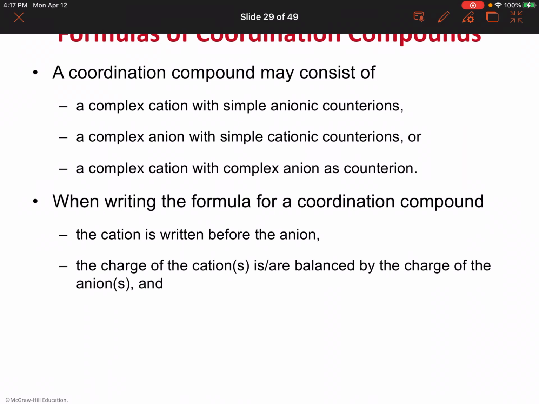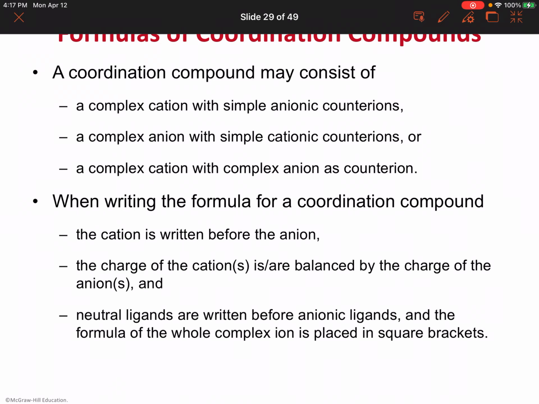When writing the formula for a coordination compound, the cation is written before the anion. Just like in our normal formulas, like sodium chloride, we always write the cation first and then the anion. So in coordination compounds also, we write the cation first and then the anion. The charge of the cations is balanced by the charge of the anions. It is the same way as when we write the formula for sodium chloride.